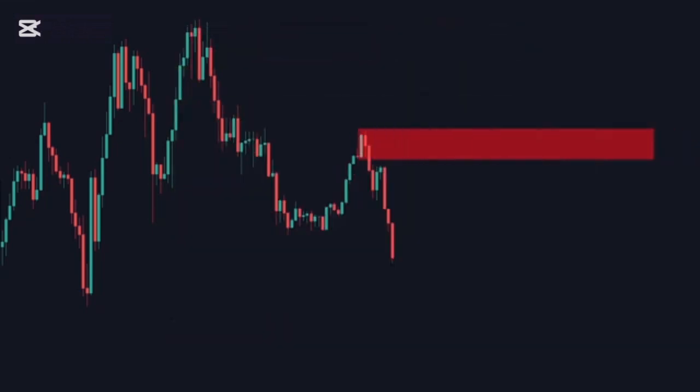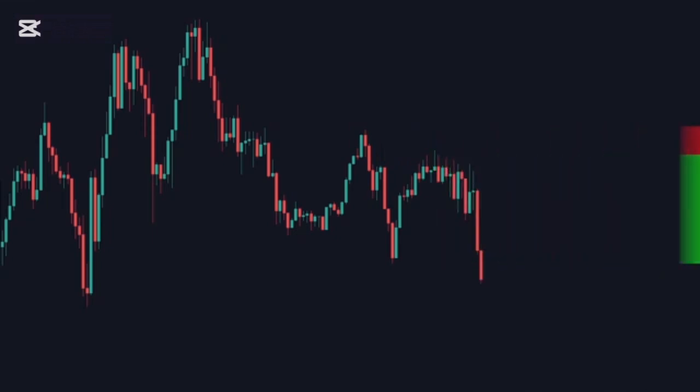Price created another area of supply up here, and we're still in a downtrend. So we wait for price to come up to the supply, enter, set our stop loss above the area of supply, target recent lows, another winning trade. But again, we're still not done. Price created another area of supply, wait for price to come up to it, set stop loss above the area of supply, set take profit at recent lows, and again, we have another winning trade.